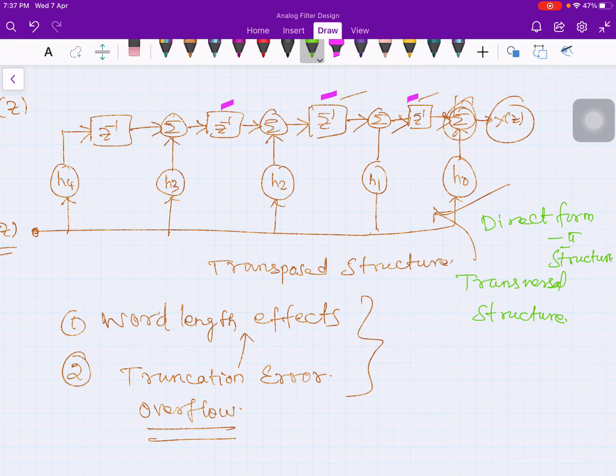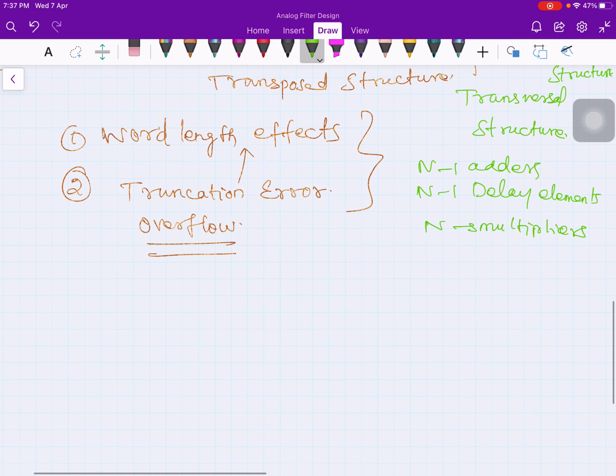The transversal structure requires n multipliers, n minus 1 adders and n minus 1 delay elements. These are the hardware requirements. Now let us take an example.